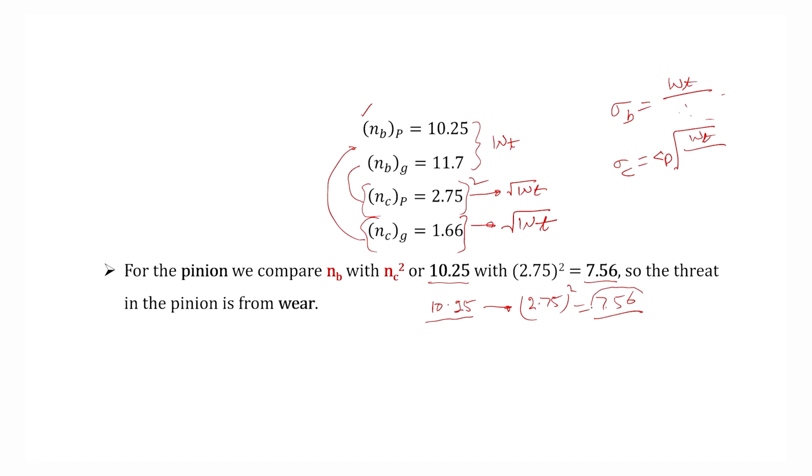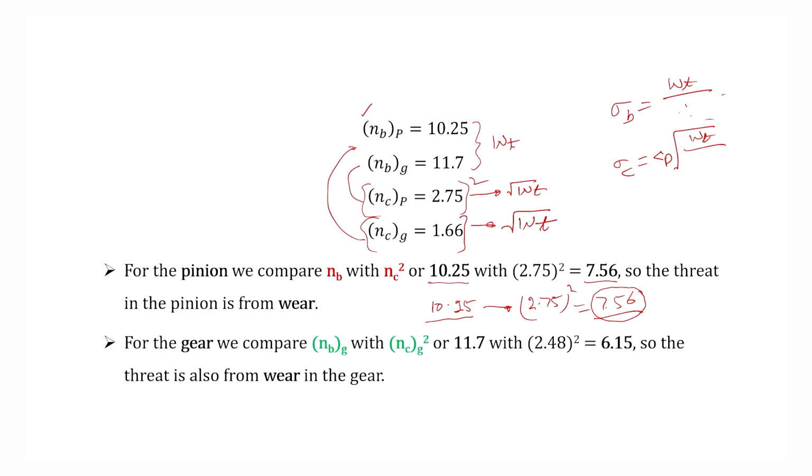It means the pinion is under threat in wear. So, we have to check the pinion for its life. And we may see also that the factors of safety are very big. So, we can either change the material, we can change its hardness, or we can change the module, so that the factors of safety are within the limit of 2. For the gear, this is the case. NB of the gear is compared with NC gear squared, and so 11.7 is compared with 6.5. So, the gear is also under threat in wear.